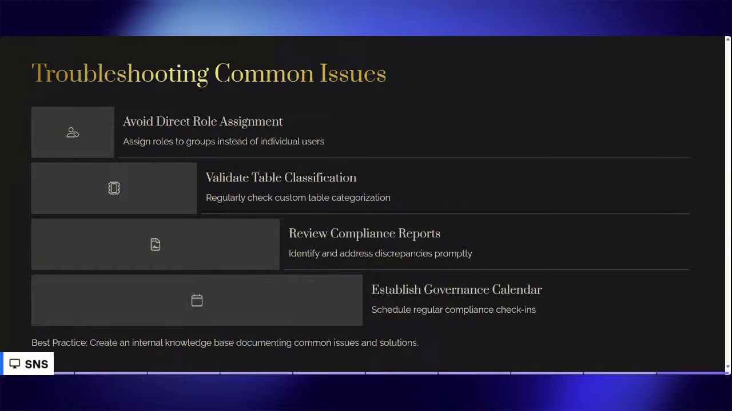Okay, now let's talk about troubleshooting common license issues, because when you have this license, you may have some issues. Avoid direct role assignment. I'm going to say this again and again, avoid direct role assignment, because if you start assigning roles to multiple users, it's going to be really challenging if that user leaves the company and so on. So what you need to do is assign the role to the group and add users to the group. Don't do it the other way.